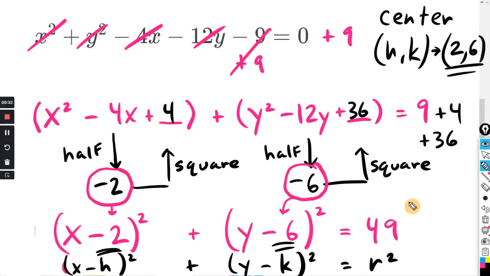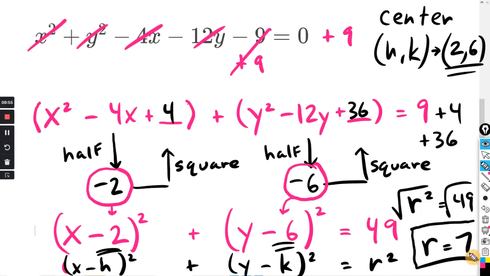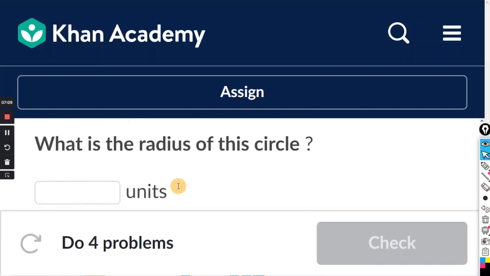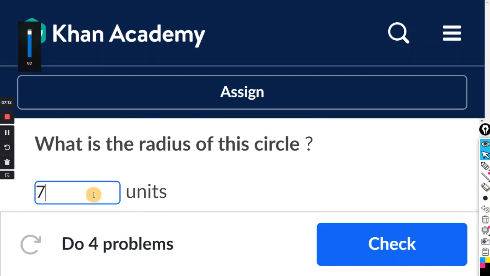And here we see r squared equals 49. The opposite of squaring something is to take the square root on both sides. So r equals 7. I know negative 7 would satisfy this equation, but a radius can't be negative. So you just throw away the negative part of the solution and keep the positive. So the radius is 7 and the center is 2 comma 6. The center is 2 comma 6 and the radius is 7.